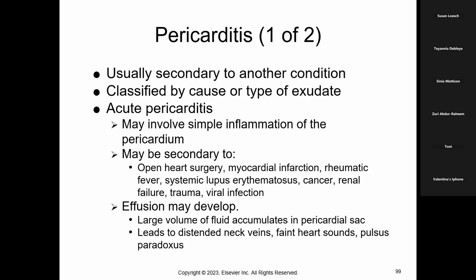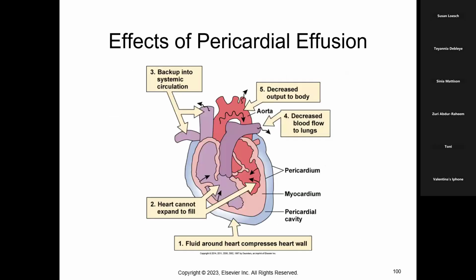Contributing factors to the pericarditis can be things like open heart surgery, an MI, rheumatic fever, cancer. And with pericarditis, we'll have fluid around the heart, compressing it. The heart's not able to expand or fill. It backs up into circulation in the system. We have a decrease in blood flow to the lungs and a decrease in cardiac output.